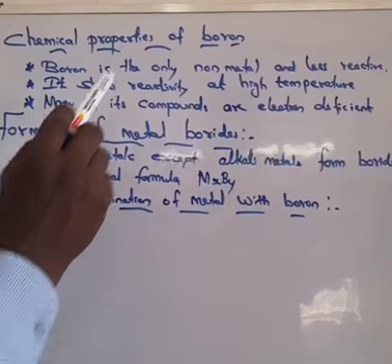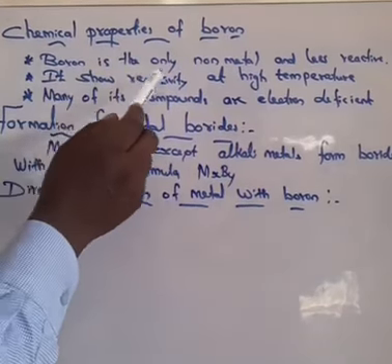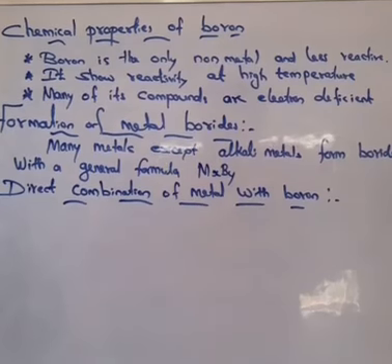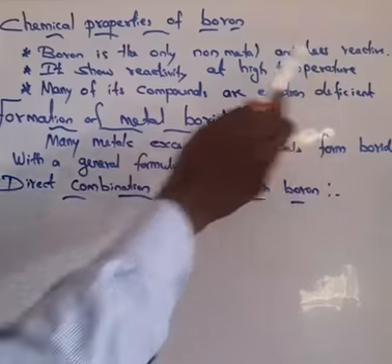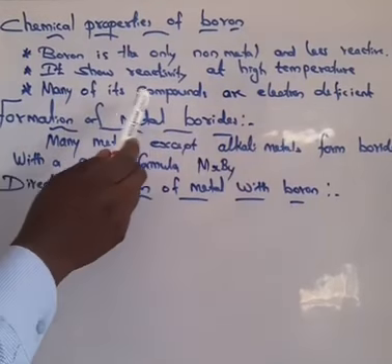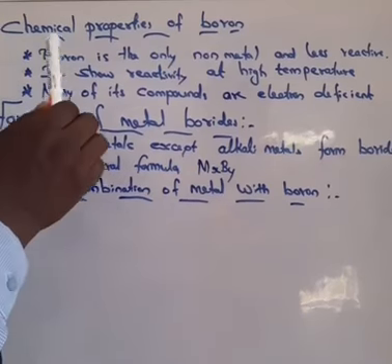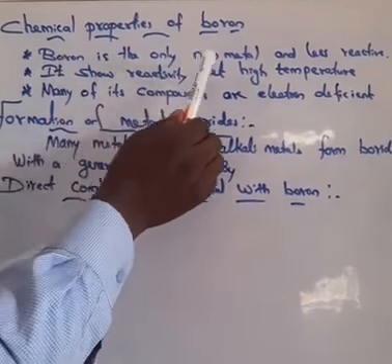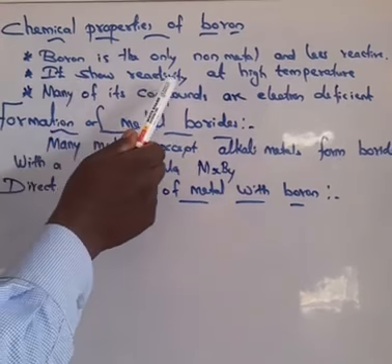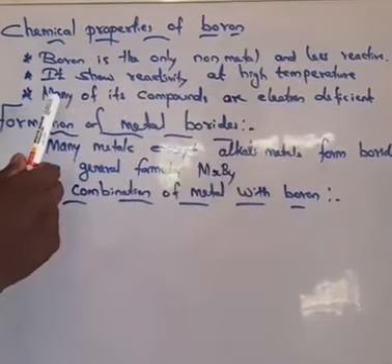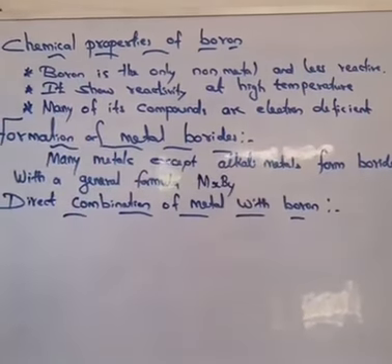Chemical properties of boron. Boron is the only non-metal and is less reactive. It shows reactivity at high temperature. Many of its compounds are electron deficient. These three points are enough.